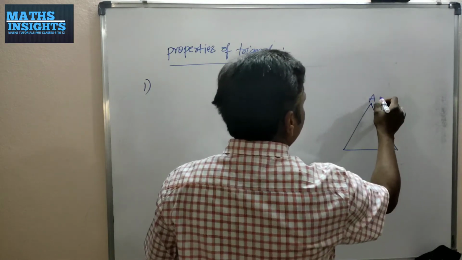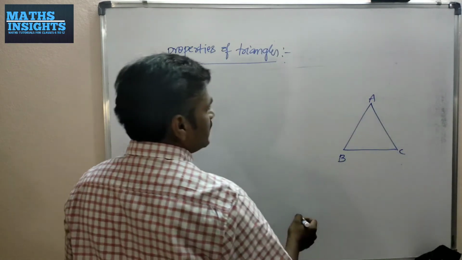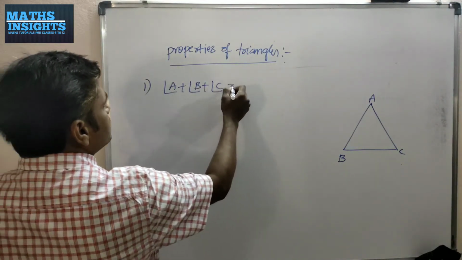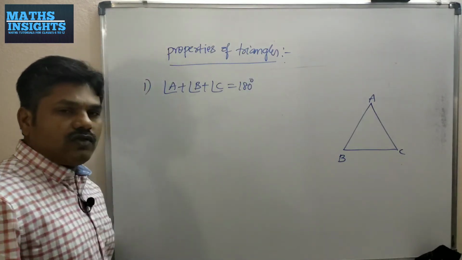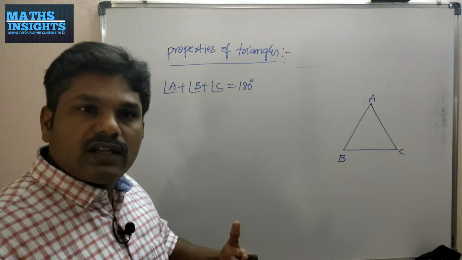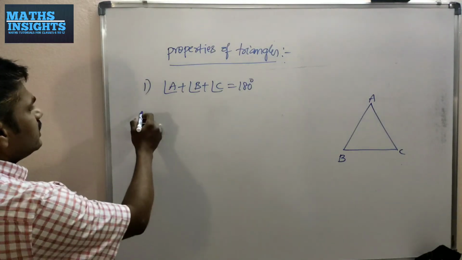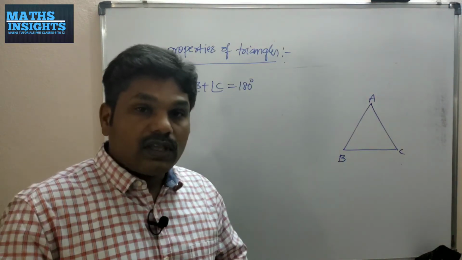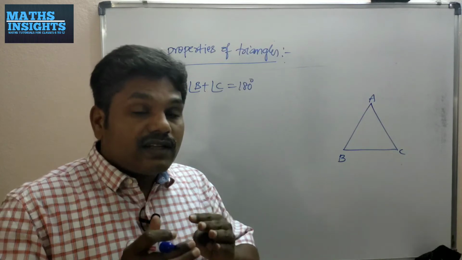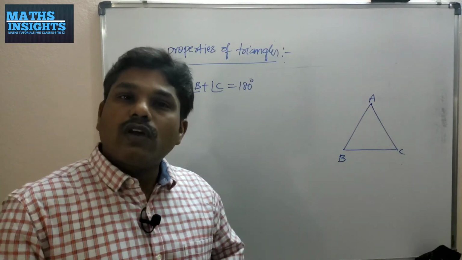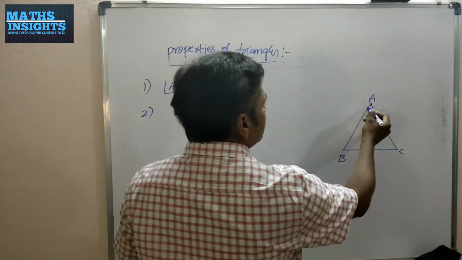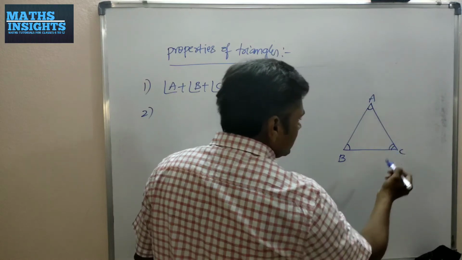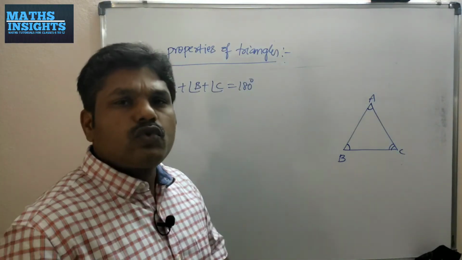See, if you take a triangle A, B, C, the sum, that means angle A plus angle B plus angle C, is equal to 180. This is always true for any triangle. And also the second property comes: if any two angles are equal, then the sides opposite to them will also become equal. Suppose I am taking angle A and angle B are equal and this is different. That's why I am showing that with the two curves.